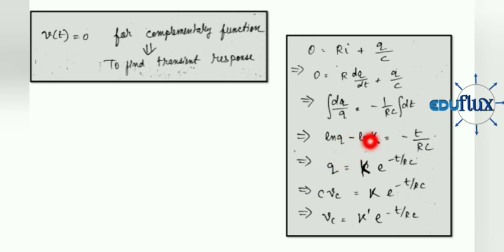See, ln q by k is equal to e to the power minus t by RC. So q will be k into e to the power minus t by RC. Here I have jumped certain steps which are very simple.